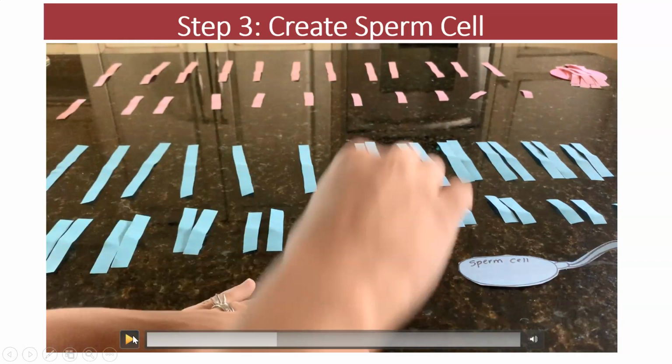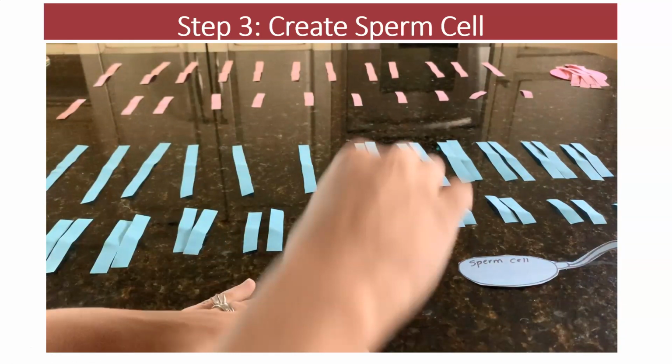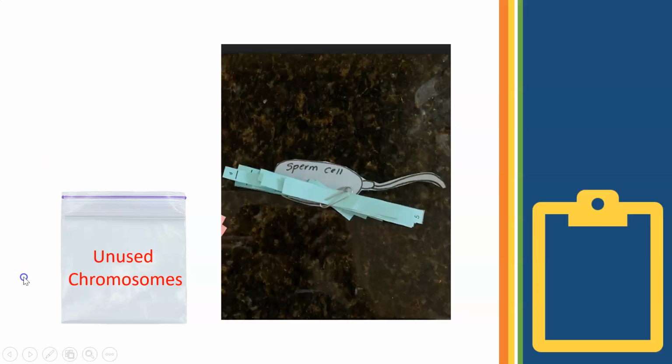Okay, so you got the gist, right? Go ahead, pause the screencast, and create dad's sperm cell now. Now that you have all 23 chromosomes for dad's sperm cell, put a paper clip around it. And then the ones that you didn't select, put in the plastic bag. You're not using them.